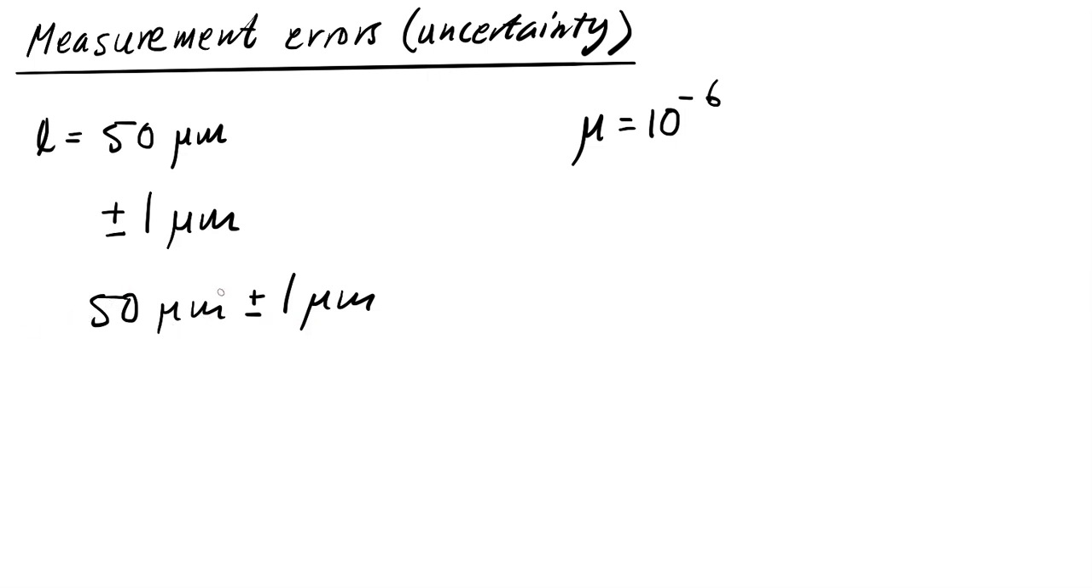So this is what the real length of the object is, and this is what you measure. And this is an absolute measurement uncertainty. Okay, so this is absolute measurement uncertainty.